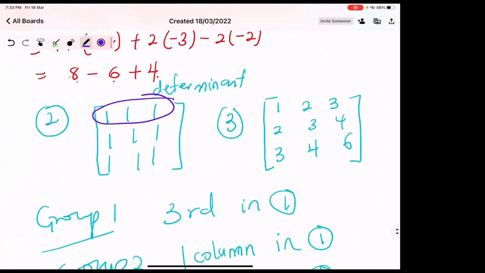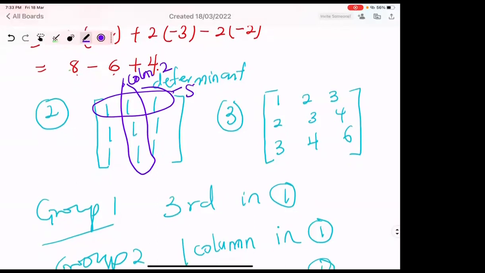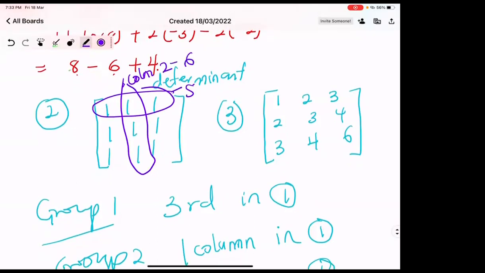Group 6 will use column 2. Group 7 will come to question 3 and use the first row. Group 8 will use the first column, and group 9 will use the third column. I think this should work.